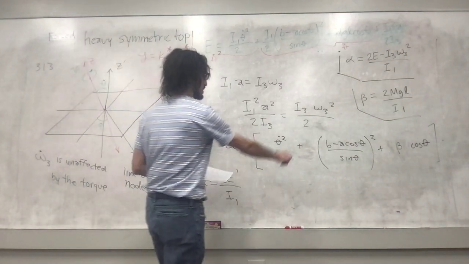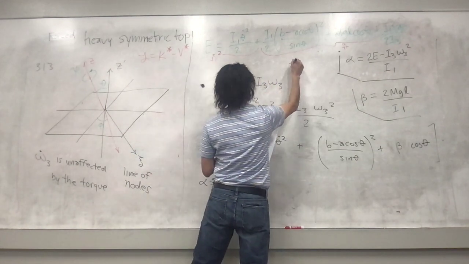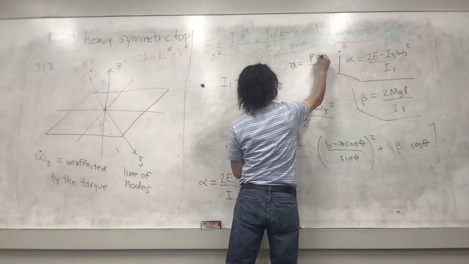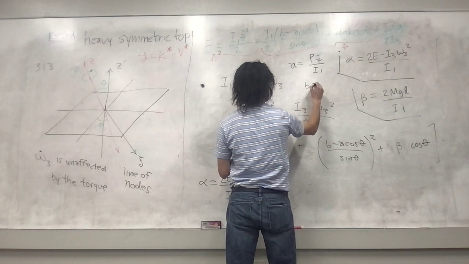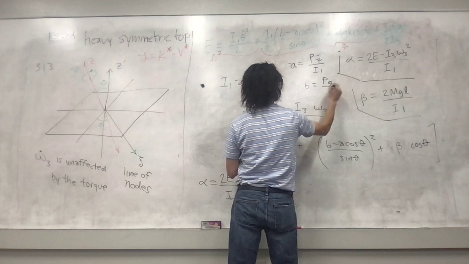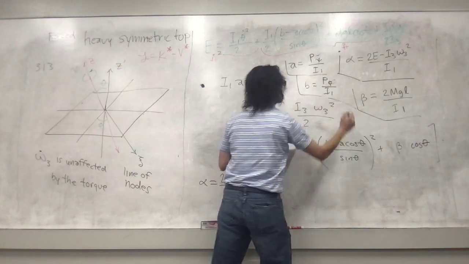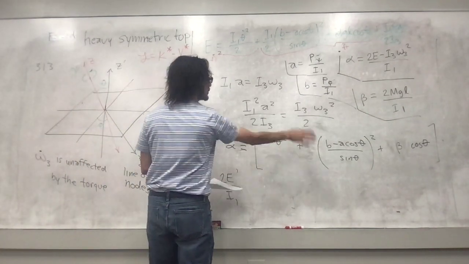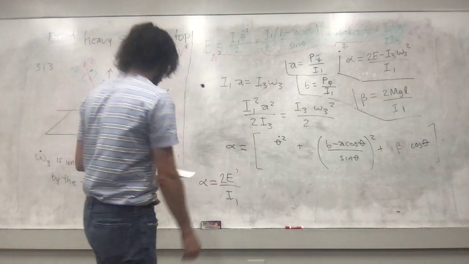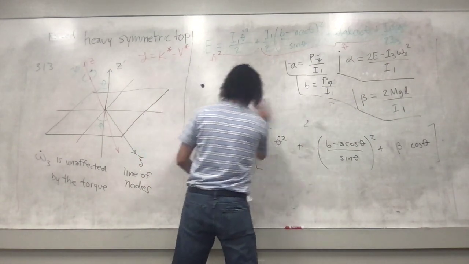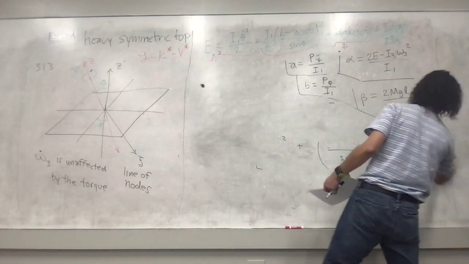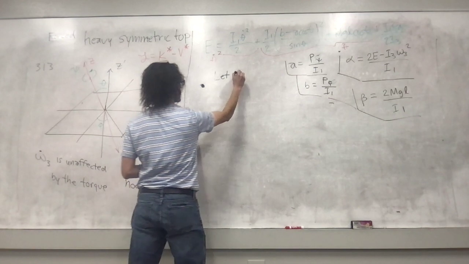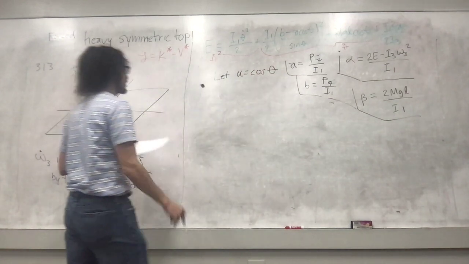And so A, from this definition, is the generalized momentum in psi divided by I1, and B is the generalized momentum in phi divided by I1. So all constants: A, B, alpha, and beta. This expression, because we have theta, is not a constant. So if we make one more substitution, u is cosine theta.